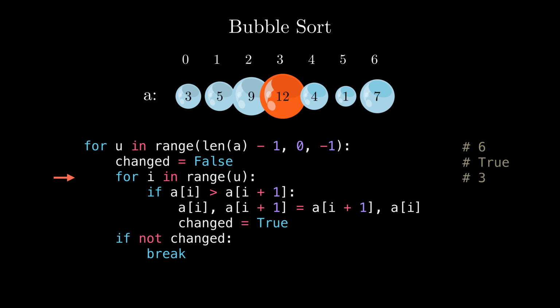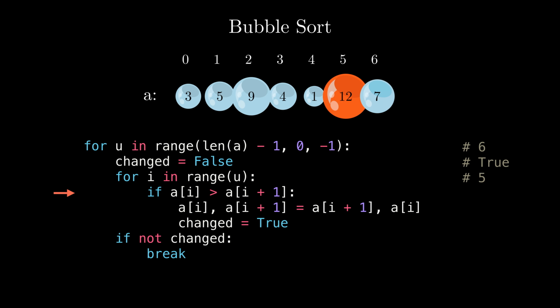In the next iteration, we will compare 12 and 4. As 12 is larger, we will swap their places again. After which, we will compare 12 and 1. As 12 is larger, we will enter the if block again. Finally, we will compare 12 to the last element of the array, which is 7. And as 12 is larger, we will swap them. This will ensure that 12, which is the largest element in the array, is in its correct place. Now, as the value of change is true, we won't break the loop.